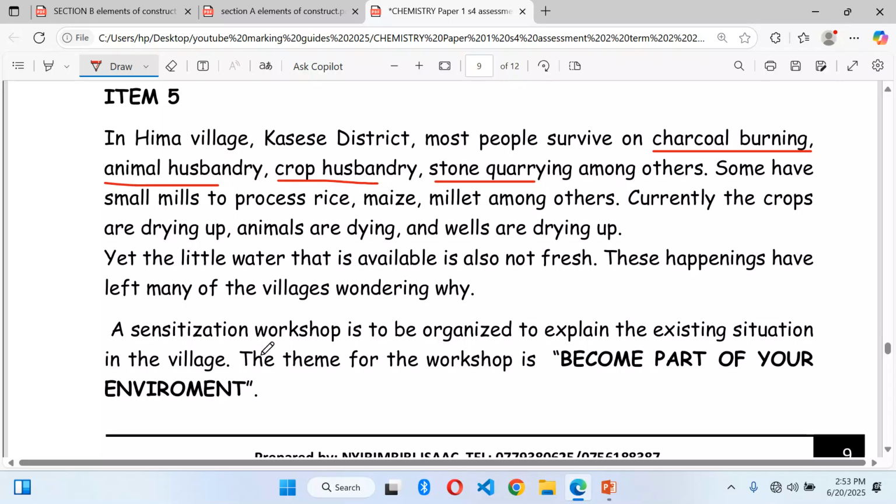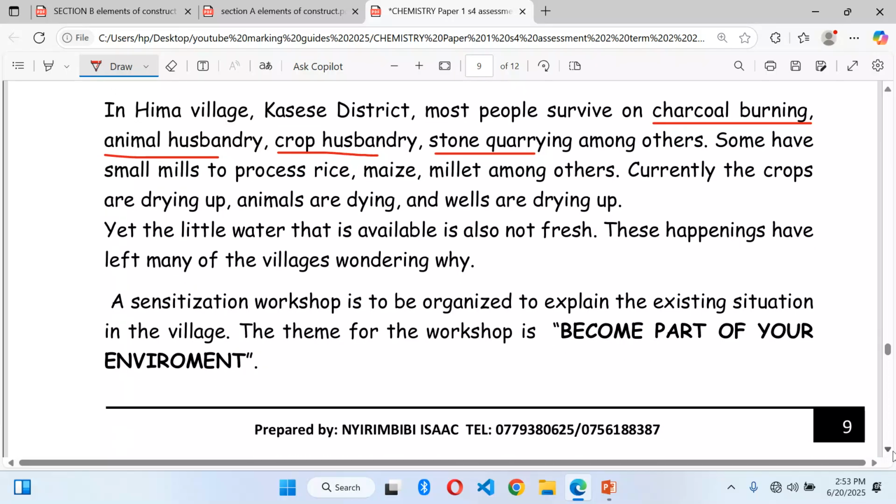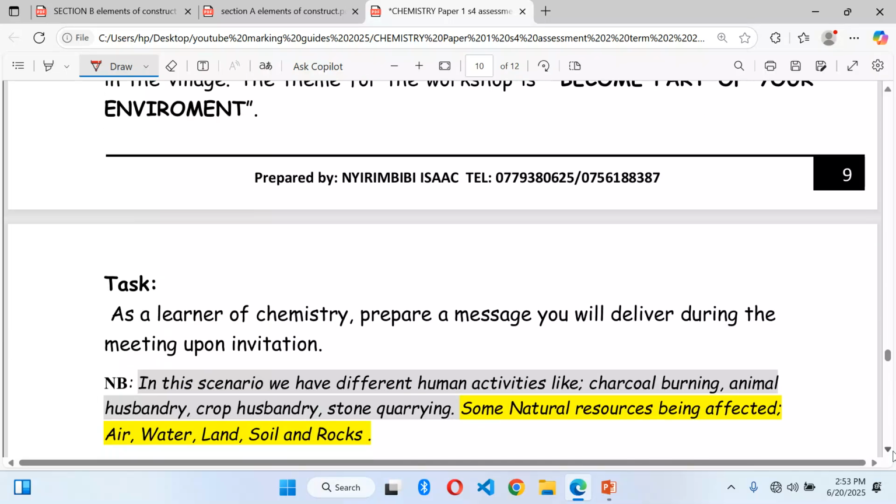A sensitization workshop is to be organized to explain the existing situation in the village. The theme for the workshop is become part of your environment. Now, task. As a learner of chemistry, prepare a message you will deliver during the meeting upon invitation. So one thing we need to do, read the scenario very well. Find out which natural resource is being affected. Which human activity is affecting this natural resource? And then you begin from there. Tackle your first paragraph, second paragraph, third paragraph, and you get all your 11 scores.